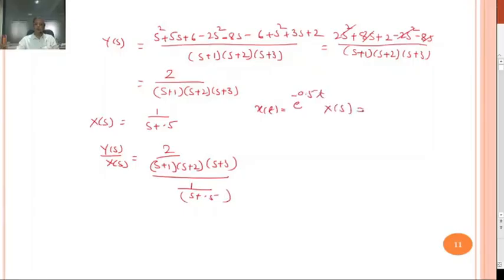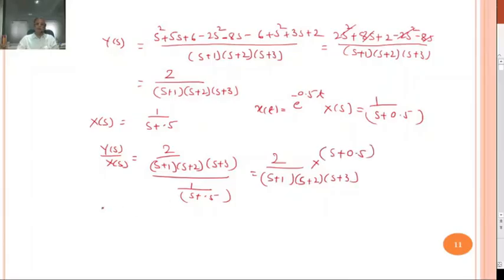Here X of s is 1 upon s plus 0.5. This is 2 divided by the denominator term, multiplied by this s plus 0.5. Means the transfer function, or the answer for this, is 2 into s plus 0.5, divided by s plus 1, s plus 2, s plus 3.